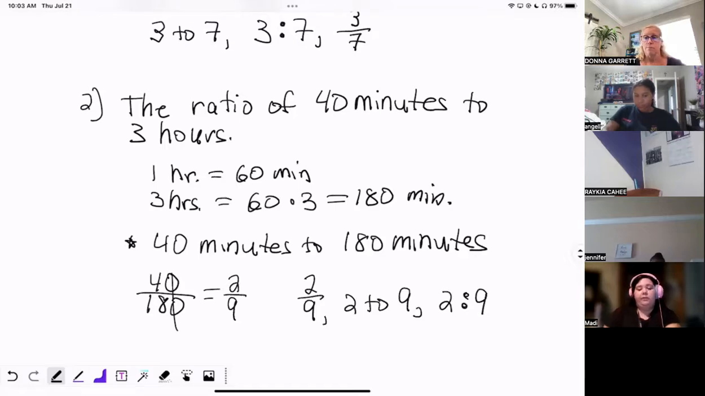Do we always have to simplify like this? Always, it's just like a fraction. Yep. So I tend to do the fraction first so I can simplify it if I have to. You can't leave it as 40 to 180; you actually have to simplify it. And notice there are no units on the answer because they're in the same units. We don't need units.